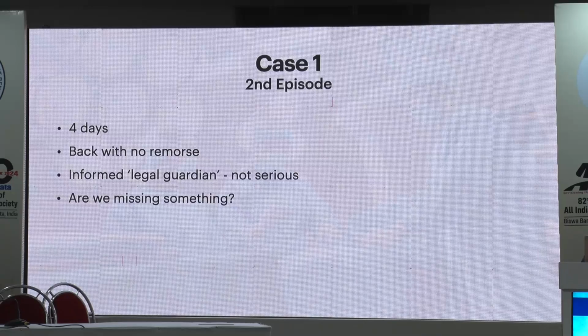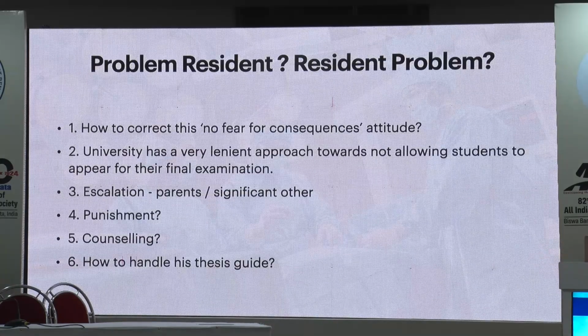Then again, there is a relapse, a second episode, 4 days, missing, incognito. Back again, with no remorse. We spoke to his legal guardian, who is one of the names listed when they enroll. Not taken seriously. So, are we missing something? Because obviously we are missing something, but what is it that we can do? So is it a problem resident or is it a resident problem? How do we correct this no-fear-for-the-consequences kind of attitude?